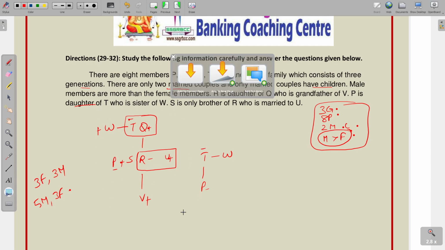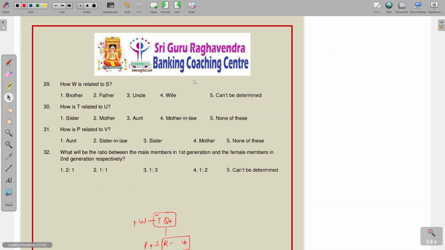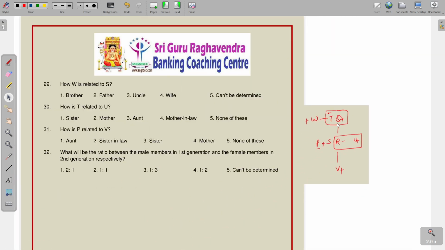And let's move on to the questions. See what has been given. See the first question, 29th question. How is W related to S? So W here and S here. S is the child of T and Q. W is the brother of T. So obviously W is the uncle of S.